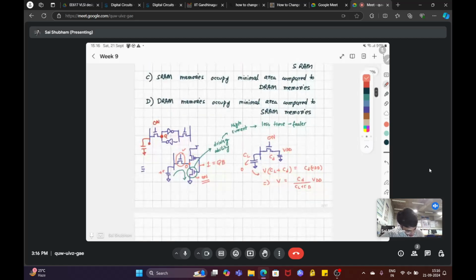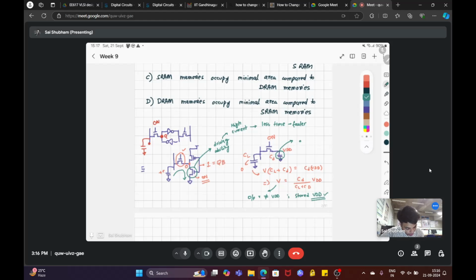So what you observe over here is that the final output voltage is not equal to VDD, even though stored was VDD. So first of all, the data that is stored here is not completely reflected in your output. And the second thing is that it has no driving ability. So here it is following the principle of charge sharing.